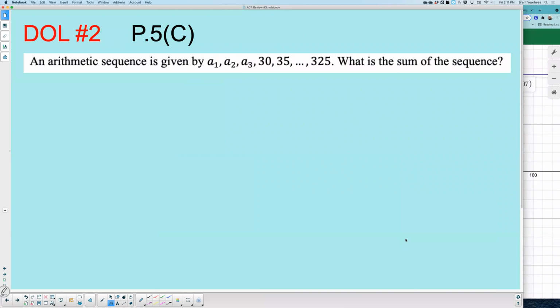I have your DOL here, and you're going to have to do two things. As you start to work this, you're going to have to solve first to find out how many terms there are. Secondly, you're going to have to find the sum of the sequence. So there's a little helpful thing for you: first find how many terms there are, and then find the sum. That's the order you need to go through to solve this problem. DOL number 2.